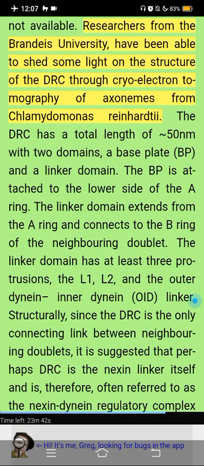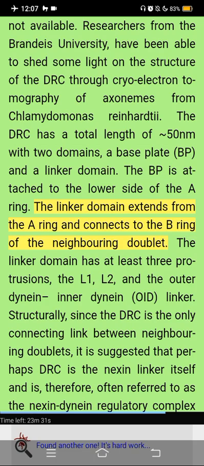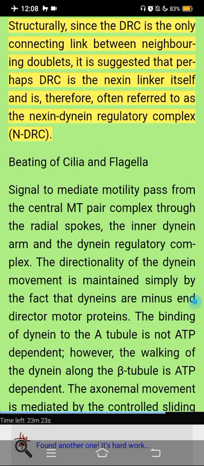Researchers from the Brandeis University have been able to shed some light on the structure of the DRC through cryo-electron tomography of axonemes from Chlamydomonas reinhardtii. The DRC has a total length of approximately 50 nanometers with two domains, a base plate BP and a linker domain. The BP is attached to the lower side of the A tubule. The linker domain extends from the A tubule and connects to the B tubule of the neighboring doublet. The linker domain has at least three protrusions, the L1, L2, and the outer dynein-inner dynein OID linker. Structurally, since the DRC is the only connecting link between neighboring doublets, it is suggested that perhaps DRC is the nexin linker itself and is, therefore, often referred to as the nexin dynein regulatory complex (N-DRC).